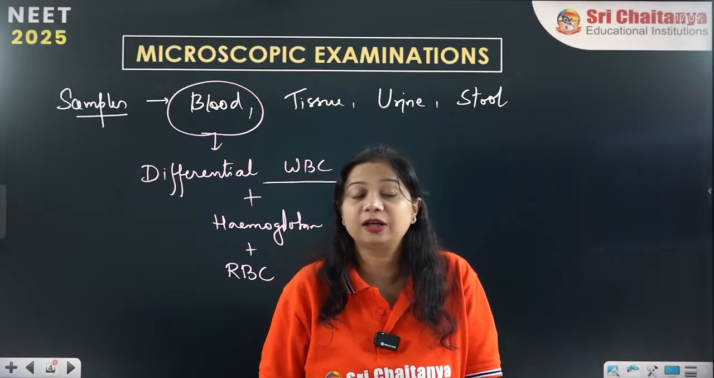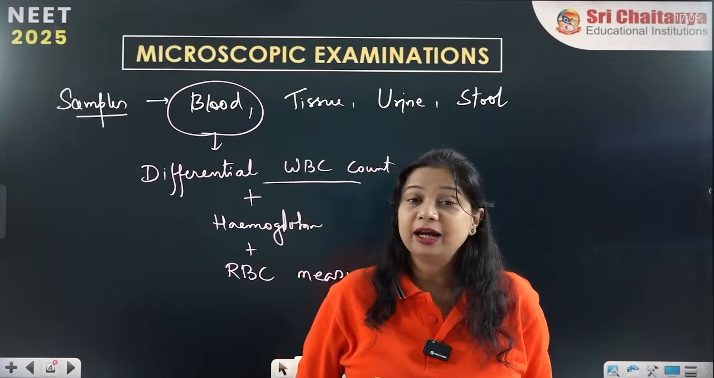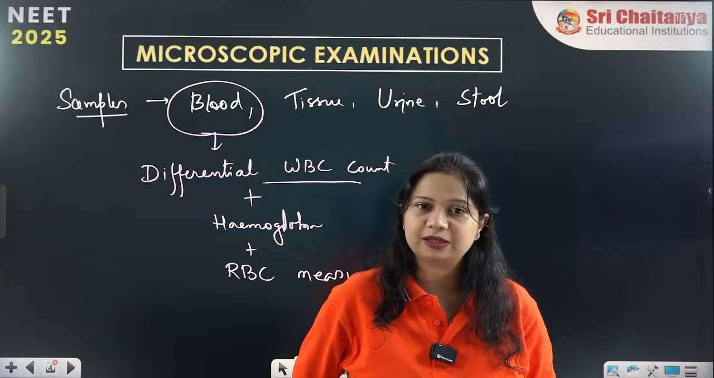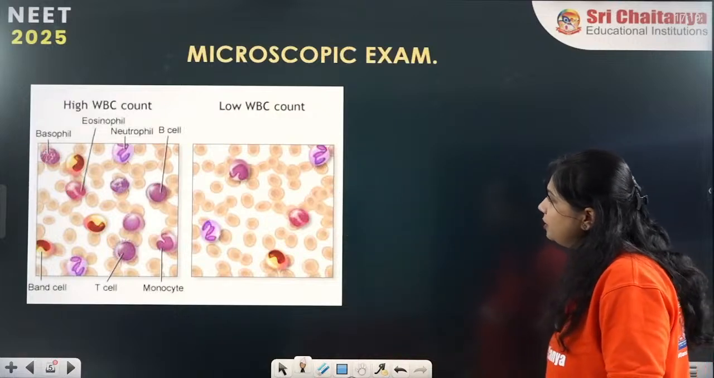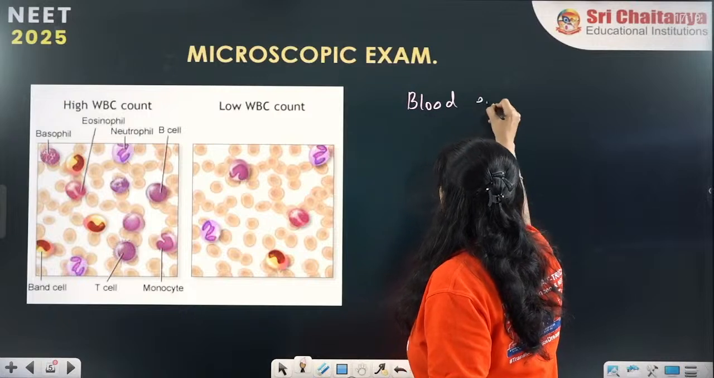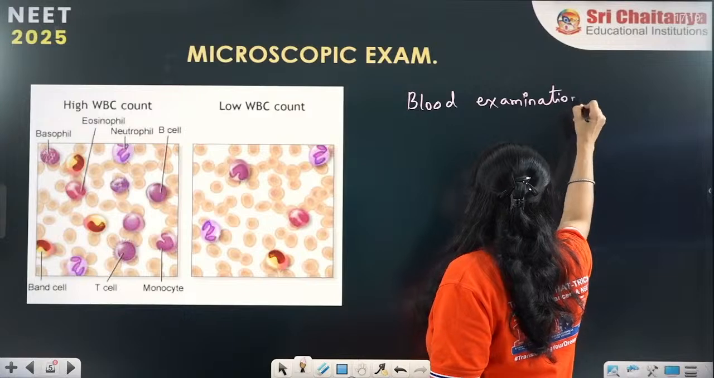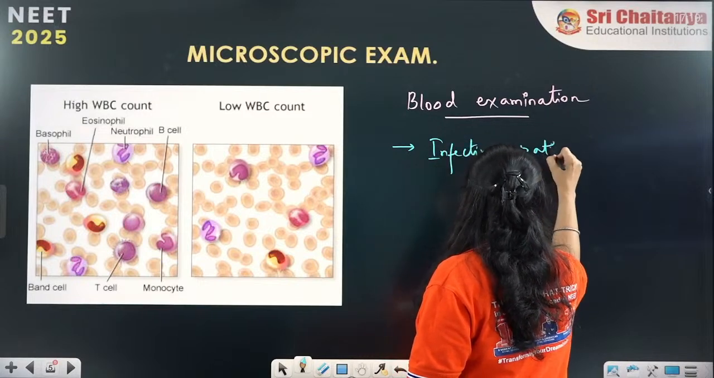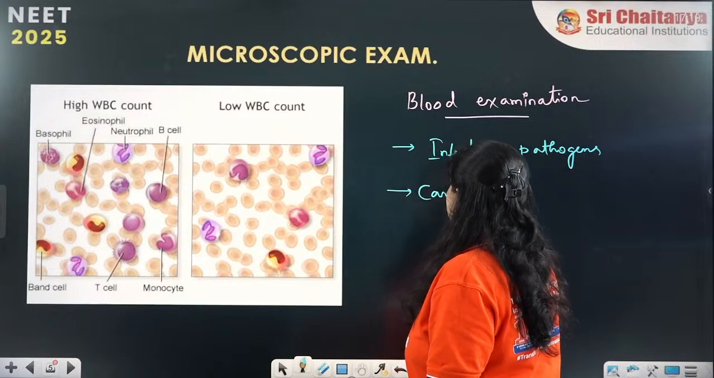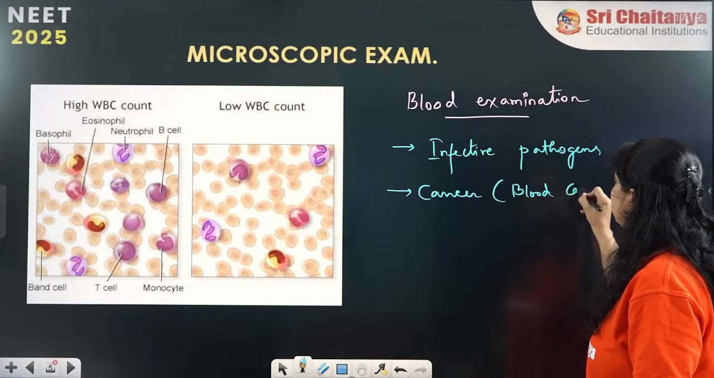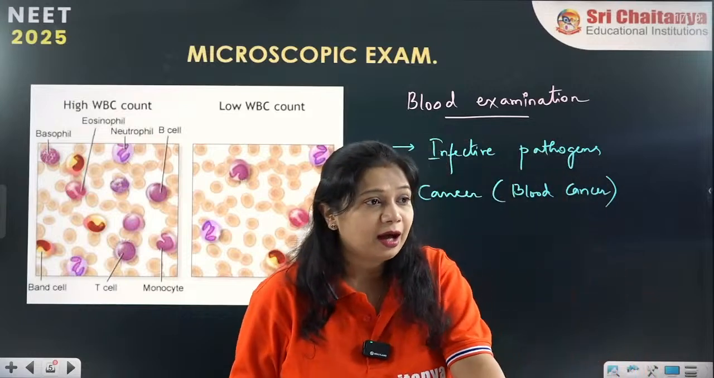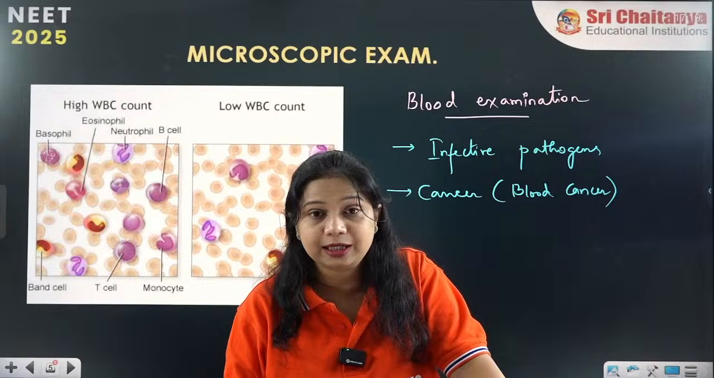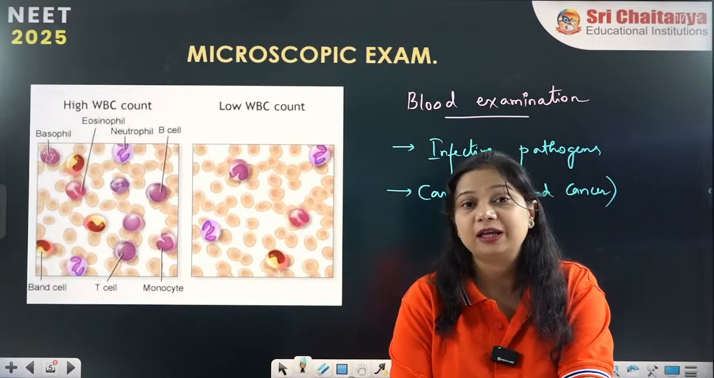Now, why are they important? For diagnosis of any kind of infection, neutrophils will increase. Any kind of blood cancer, leukemia, will also show abnormal amounts and abnormal patterns of the WBCs. So, how does it look? This is high or low WBC count. So, this blood examination is required for which types of diseases? Blood examination is done mostly for different types of infective pathogens, any kind of infections. Along with that, cancer, specifically blood cancer. They will show the presence of abnormal WBCs, in high amount. So, high and low WBC counts will be present, because of which we can detect the presence or absence of infection or the presence or absence of any kind of cancer. Alright.